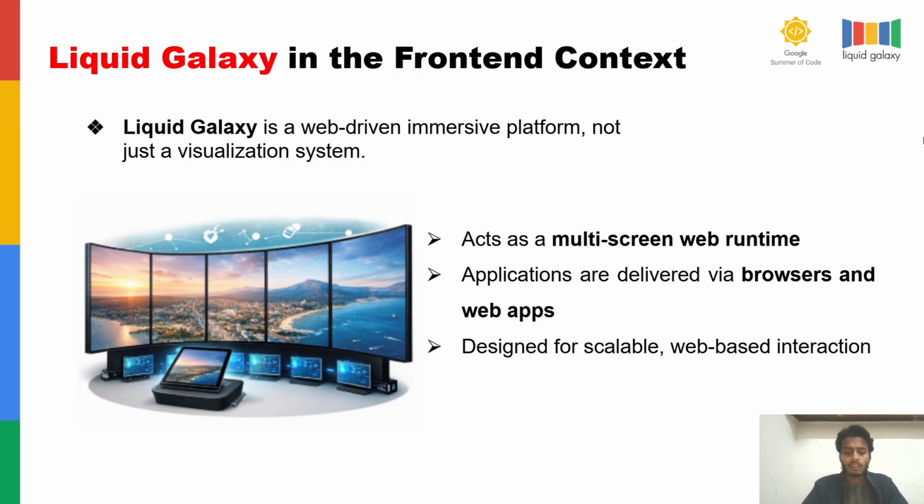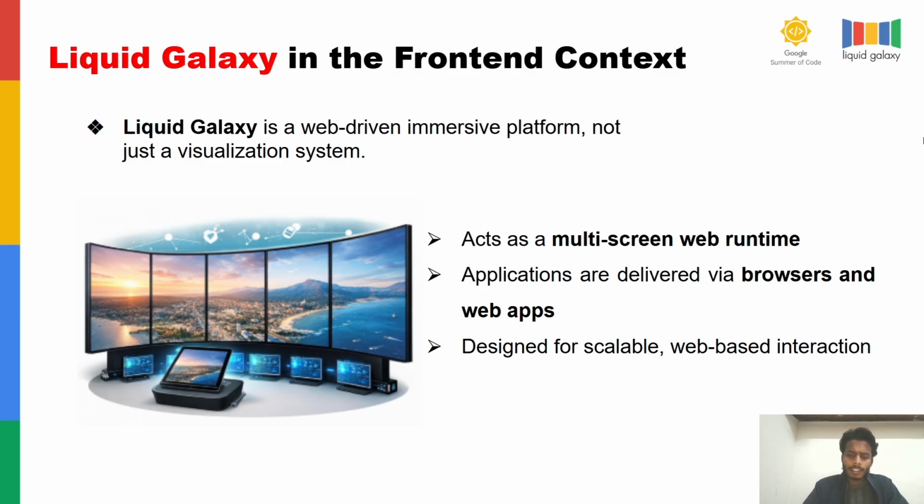Why? First, web applications are very easy to deploy. You don't need a complex installation step. You just load the app and it works. Second, web apps scale very well across multiple screens. In Liquid Galaxy, we are not dealing with one screen. We are dealing with many screens working together. Web technologies are naturally good at handling distributed layout and synchronized views. Third, centralized control becomes possible. Instead of controlling each machine separately, we control the entire Liquid Galaxy setup from a single web interface.